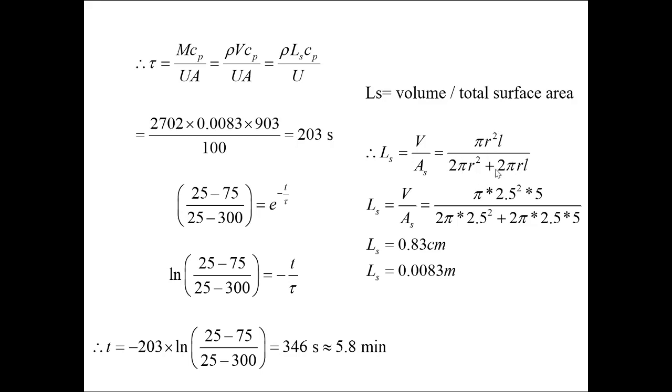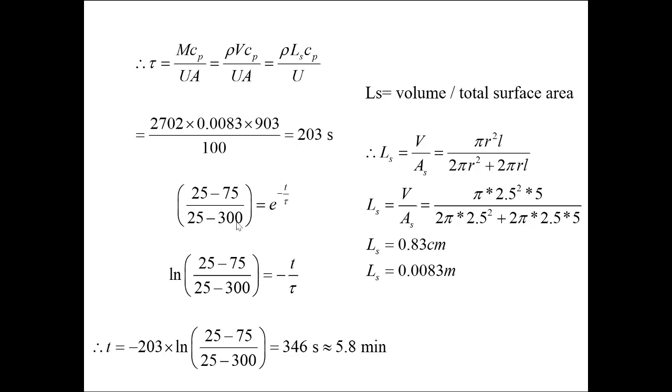Okay, so if you put the values of r and L in this equation, the Ls comes to be 0.83 centimeter, and if we write it in SI unit in meter, it will be 0.0083 meter. Okay, so now we know the value of Ls. We can feed the values of different parameters in the tau equation, so we know the density of the system is given to us. We know the value of Ls, we know the value of Cp, and we know the value of U, that is the overall heat transfer coefficient, that is given to us as well, and we get tau is equal to 203 seconds.